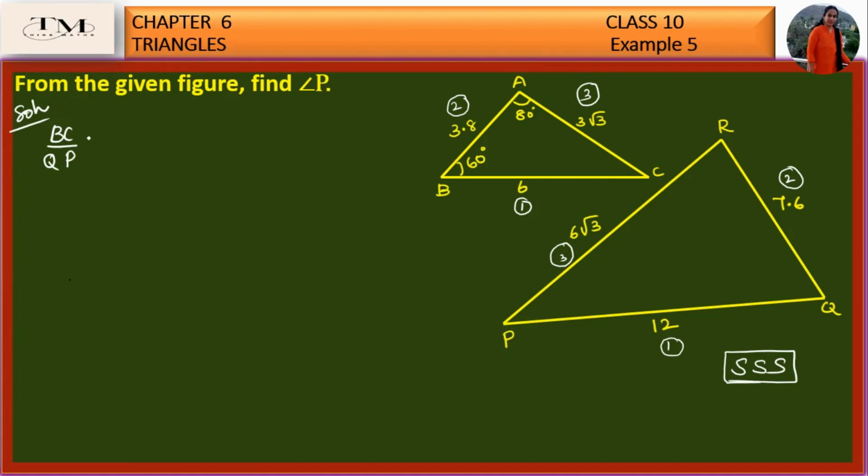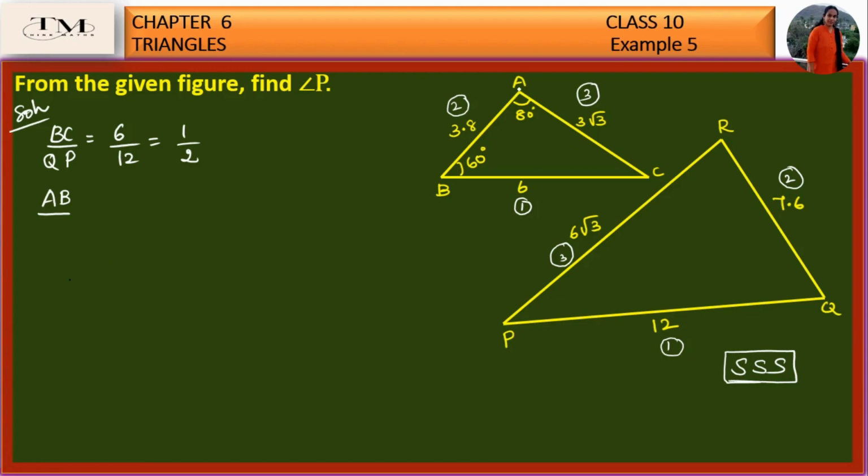So BC by QP. What is BC? It is 6. QP is 12. So 1 6 are 6, 2 6 are 12. Next I am going to take AB. Why should I take AB? Because the next biggest is AB, 3.8. So where is that? Here in PQR, it is QR or RQ. So how to write QR or RQ?